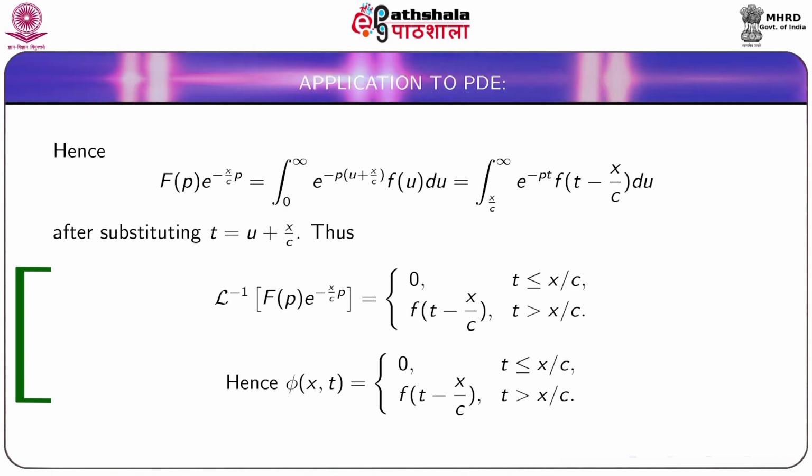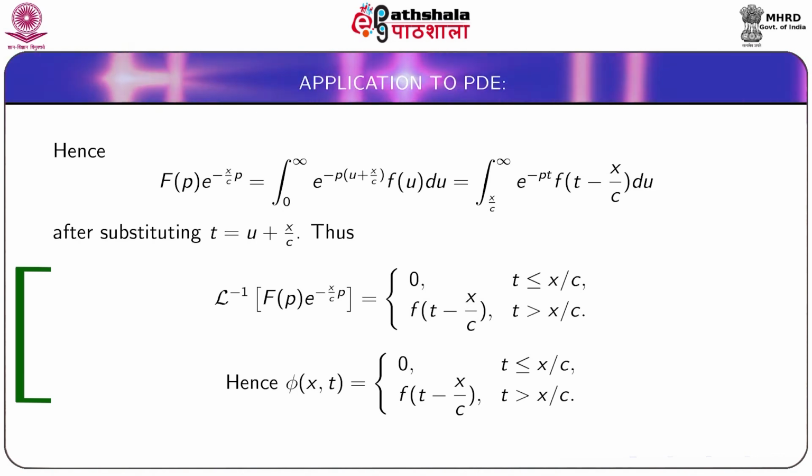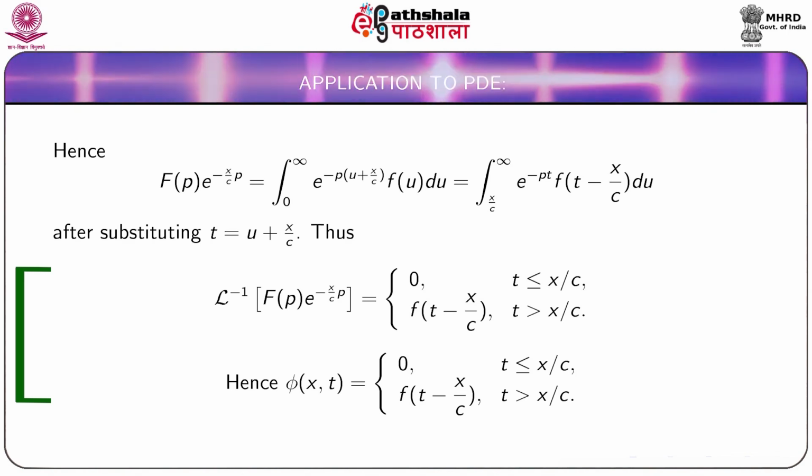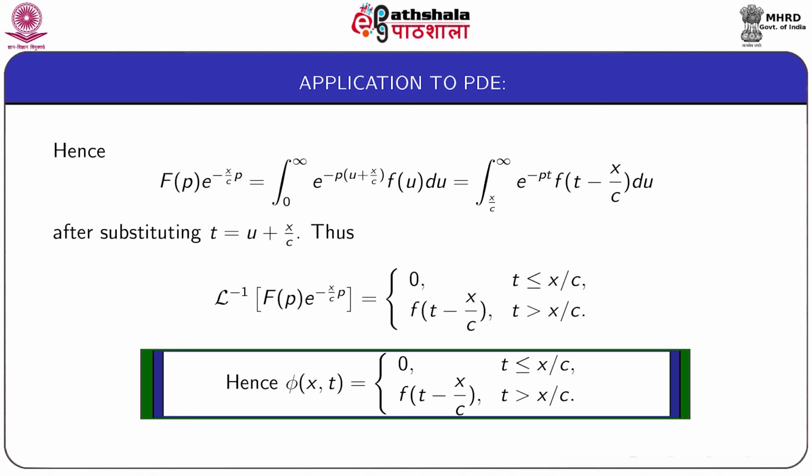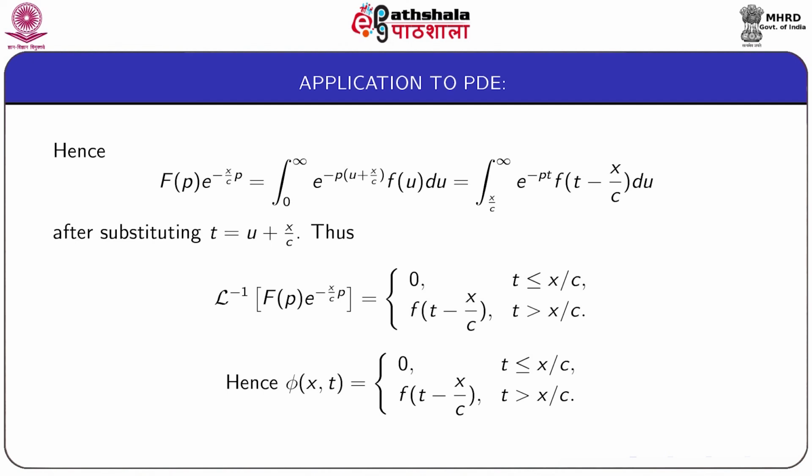This is obvious from this integral. This integral ranges from x by c to infinity. So, for t less than x by c, this is equal to 0. Thus, small phi(x,t) is equal to 0 for t less than or equal to x by c and equal to f(t minus x by c) for t greater than x by c. So, this is the solution of the given wave equation associated with the initial cum boundary value problem.